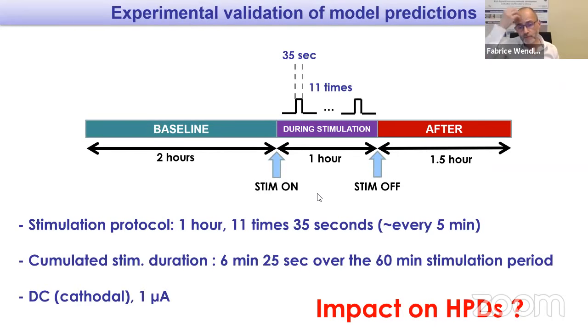So we wanted to validate this model prediction in mice. And this is what we do. For 2 hours, we record the baseline. And then for 1 hour, we stimulate. So we stimulate every 5 minutes, and the cumulated duration is 6 minutes and 25 seconds, so 10% of the whole duration. We do cathodal stimulation as predicted by the model, and at a very, very low intensity, 1 microampere.